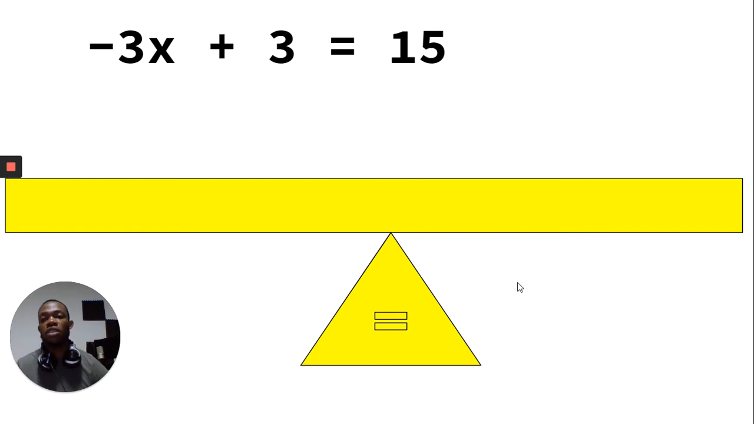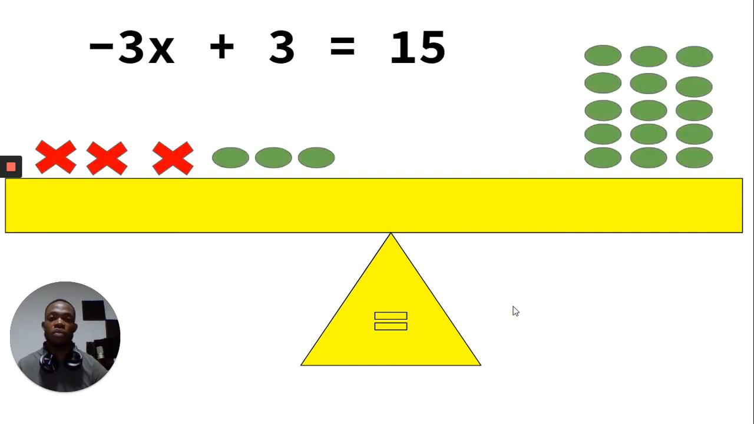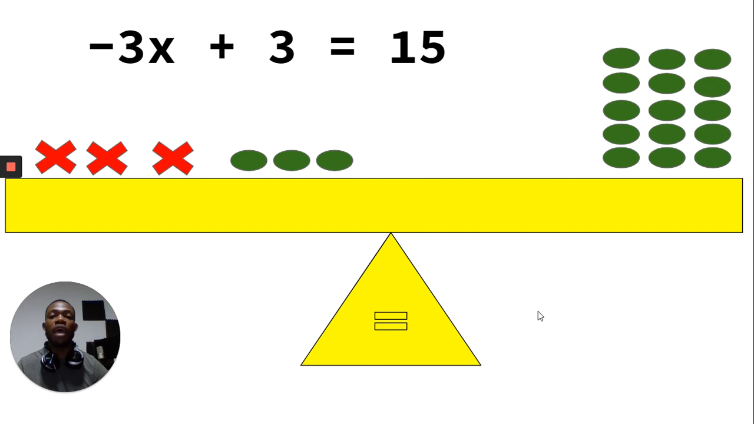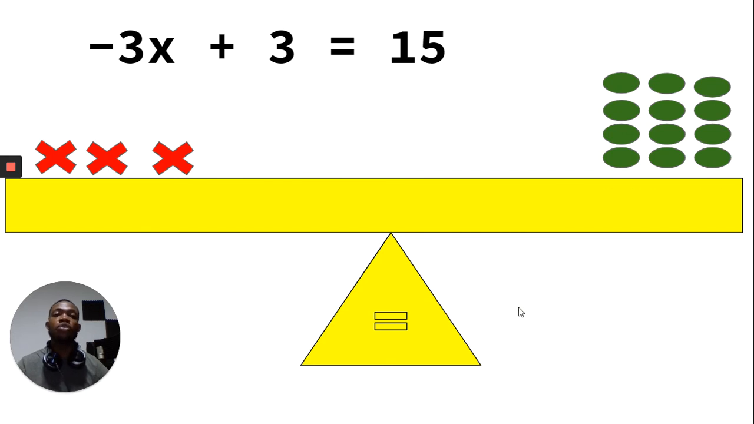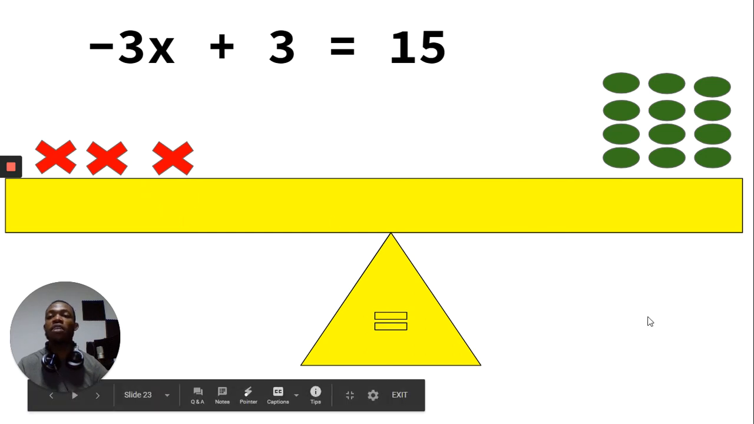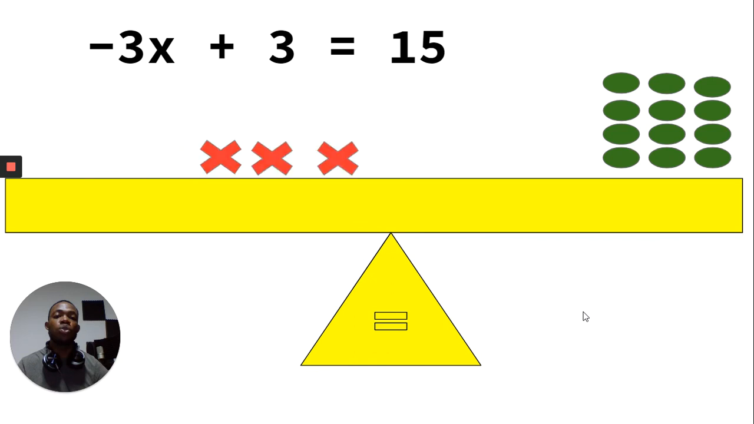Let us look at this equation: -3x plus 3 equals 15. Let us represent this on the scale. There you go. Now, to solve this, we need all the x's on one side and all constants on the other side. Hence, I need to remove my 3 positives. Now, to do that, I need to remove 3 from the right and 3 from the left. Hence, I have -3x equal to +12.